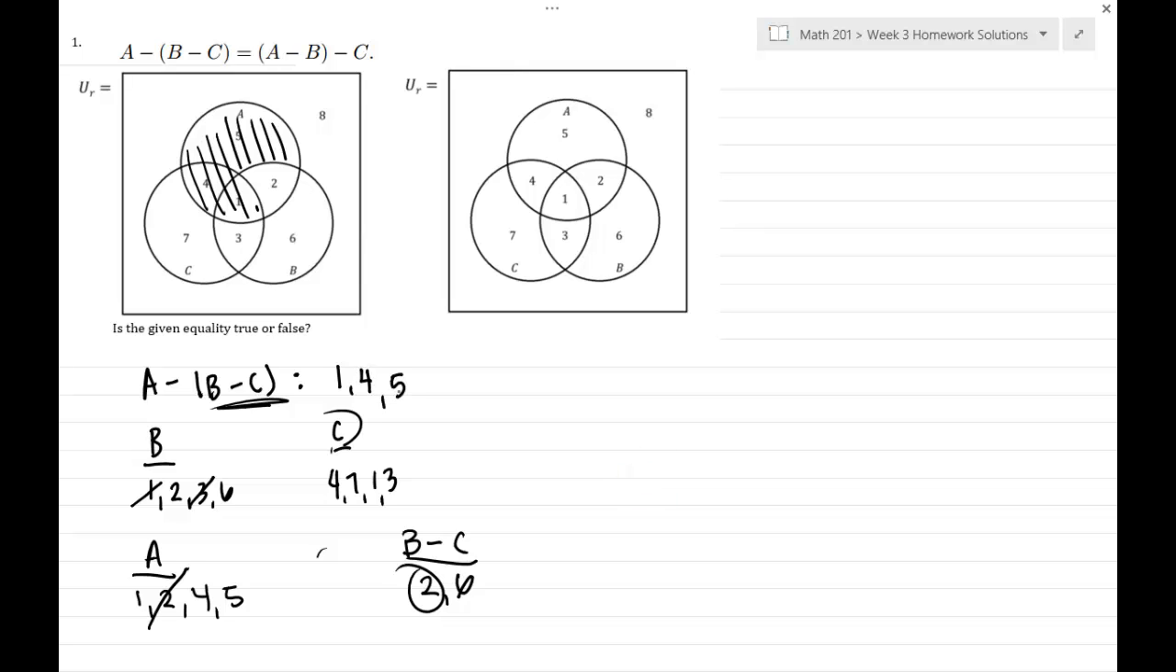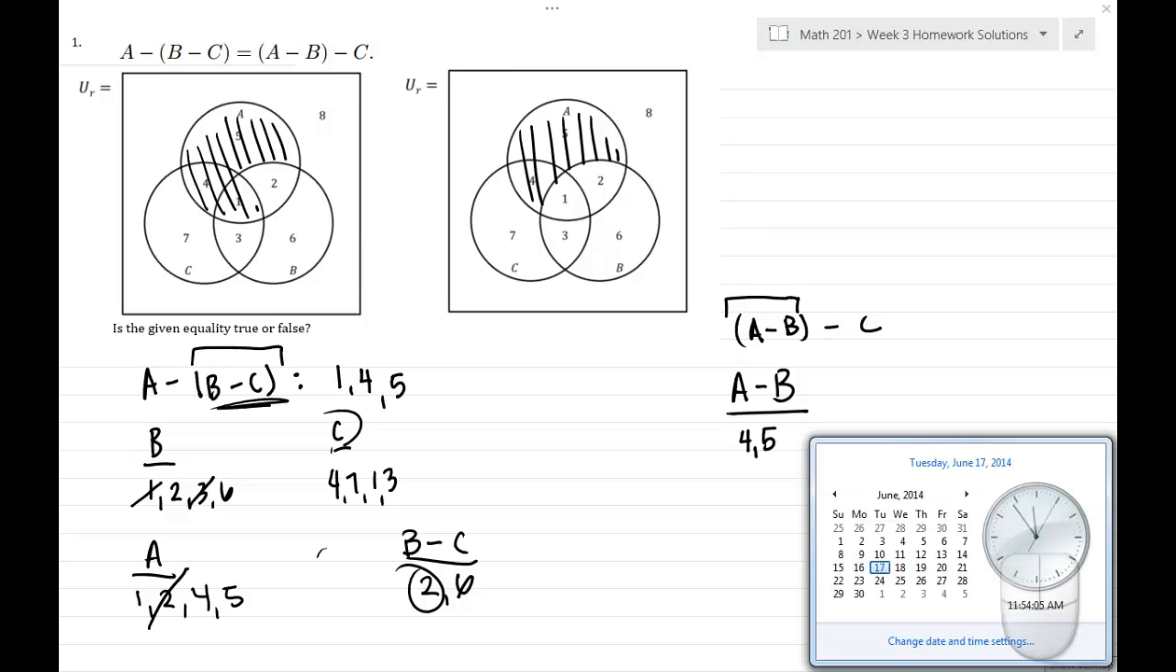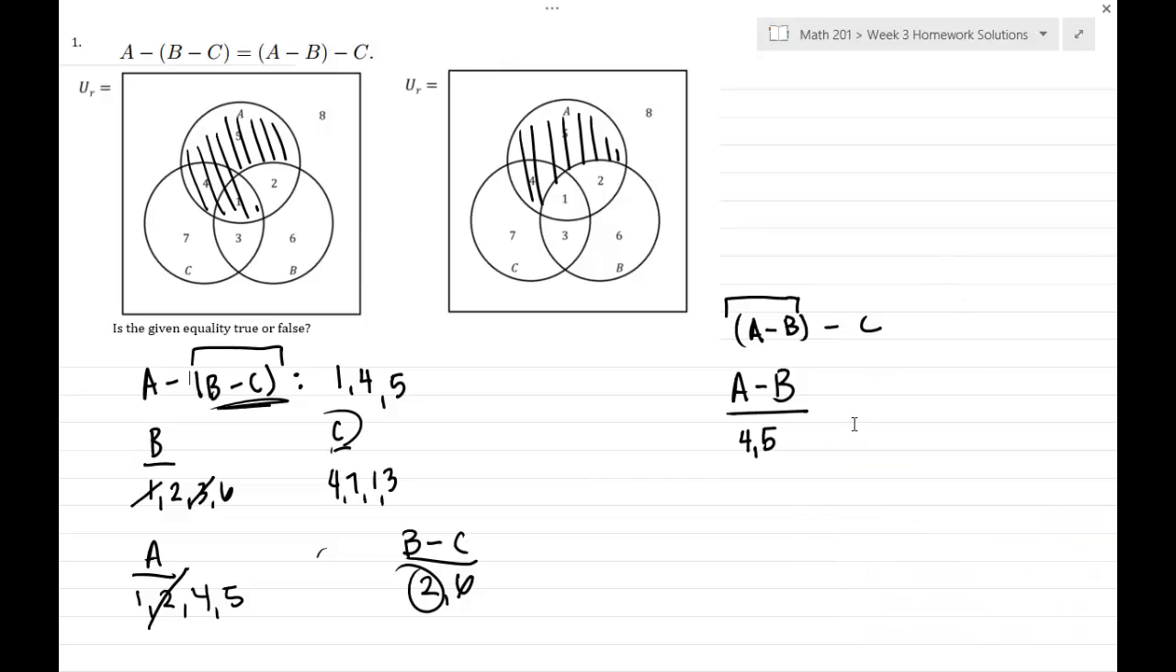Okay. Now let's think about (A minus B) minus C. First, I want to understand A minus B. This means take everything in A, so regions 1, 2, 5, and 4, and remove parts from B. So I'd remove regions 1 and 2. So in A minus B live regions 4 and 5, okay? The reason I'm doing A minus B first is because the parentheses are grouping that operation, just like the parentheses were grouping the operation B minus C here. So now for A minus B we have 4 and 5.